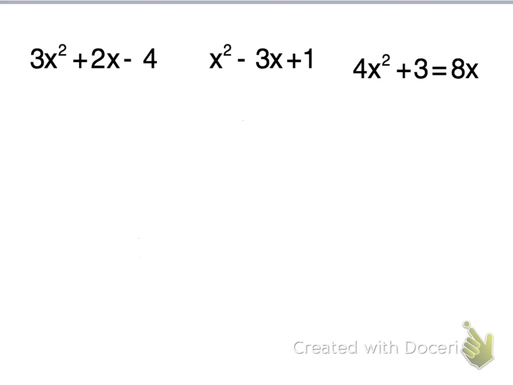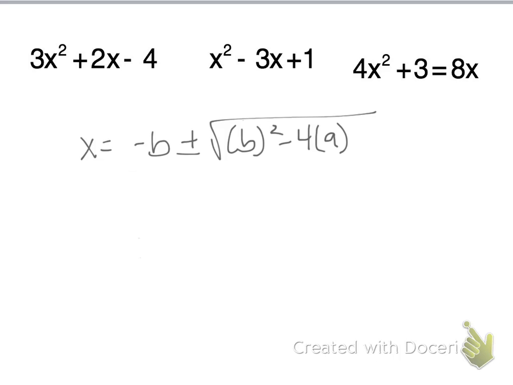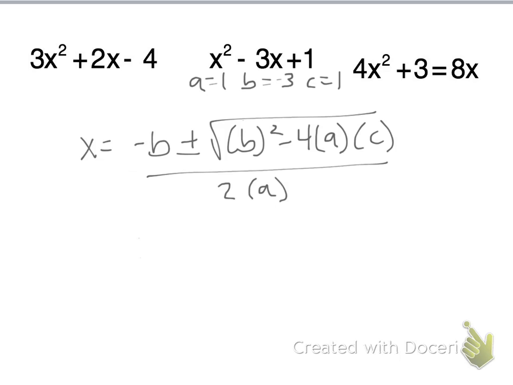Two things that multiply to give me 1 and add to give me negative 3? There isn't anything, so you're going to have to use the quadratic equation again. Negative b plus or minus the square root of b squared minus 4 times a times c, all over 2a. So a is 1, b is negative 3, and c is 1. Let's plug them in. My b's are going to be negative 3's, my a's are 1's, and my c is also 1.